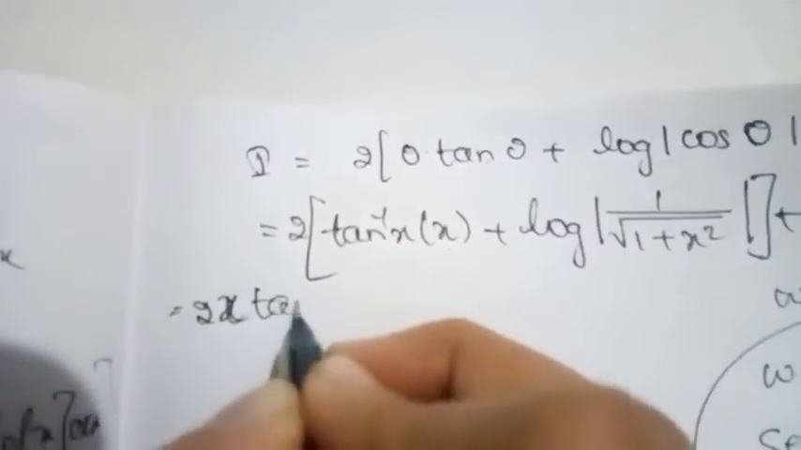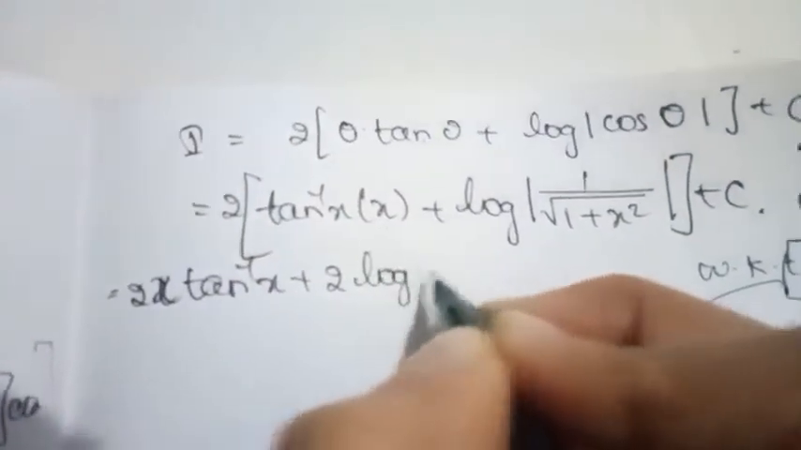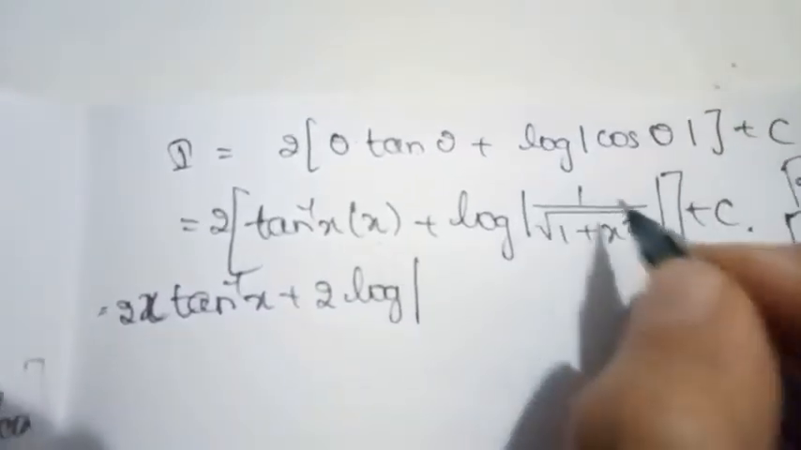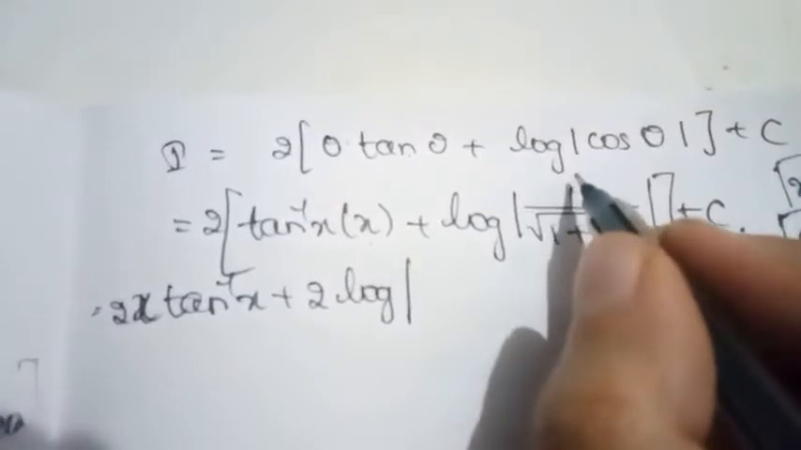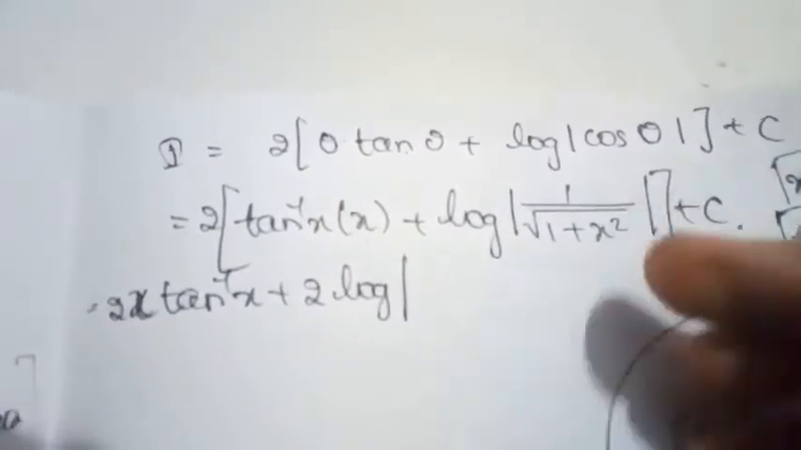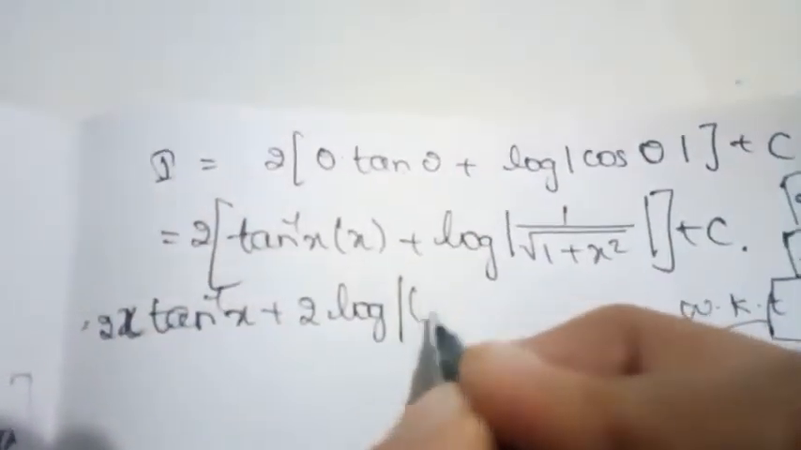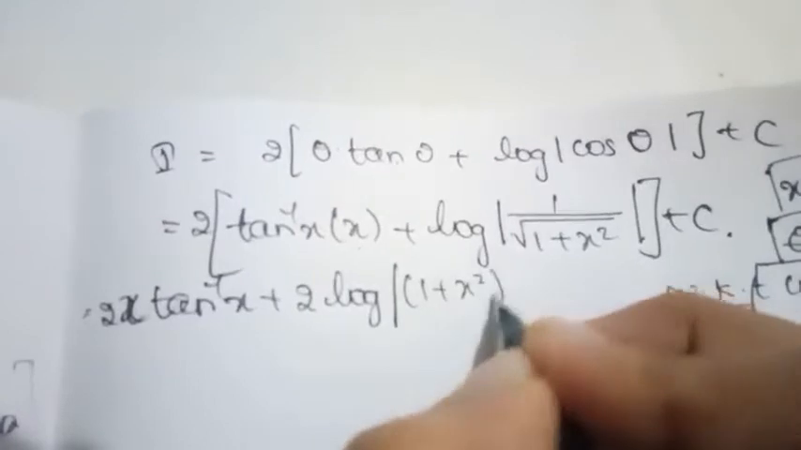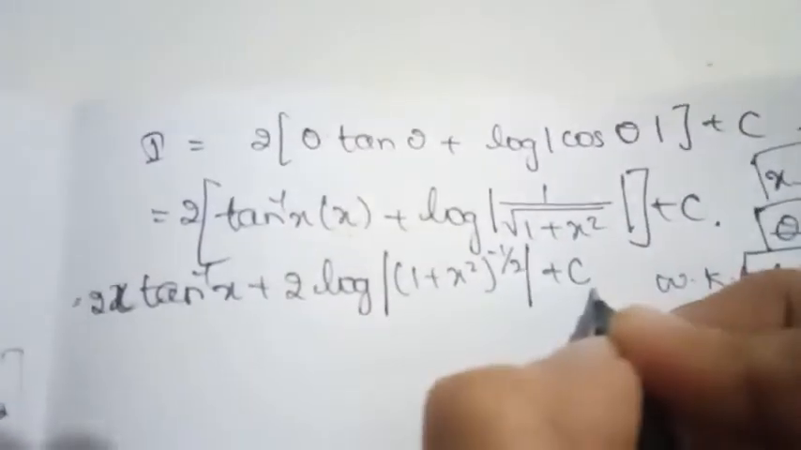How does it go with the simplification? 2x into tan inverse of x plus 2 into log of mod. So here you can see 1 divided by square root of 1 plus x square. It is nothing but 1 divided by 1 plus x square to the power 1 by 2. If I bring this 1 plus x square to the power 1 by 2 to the numerator, it becomes 1 plus x square to the power minus 1 by 2 plus c.